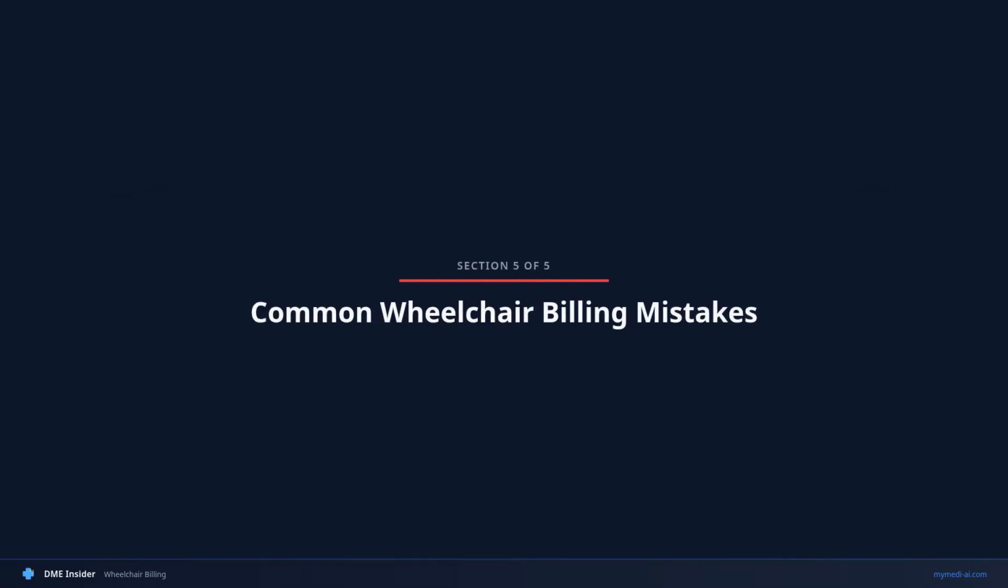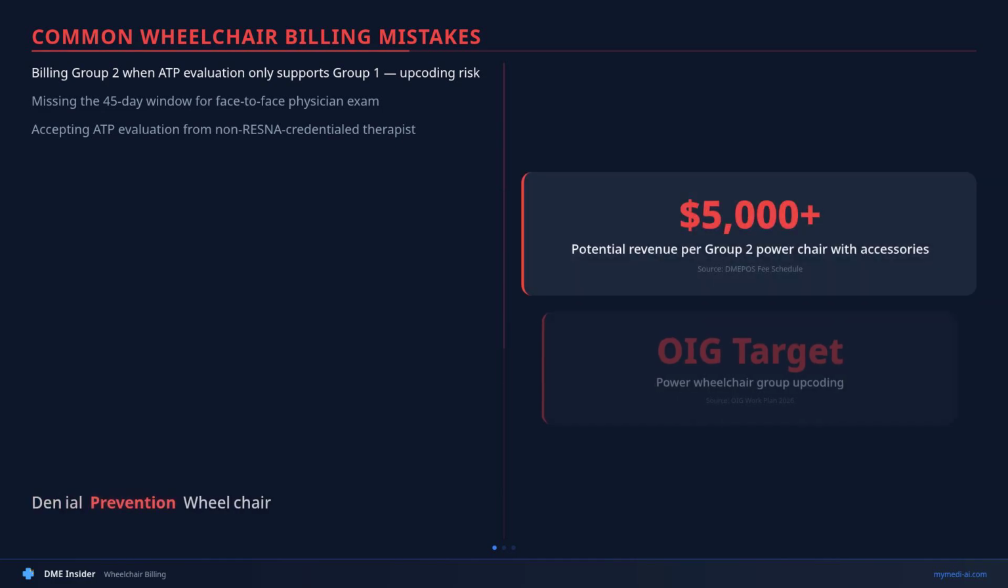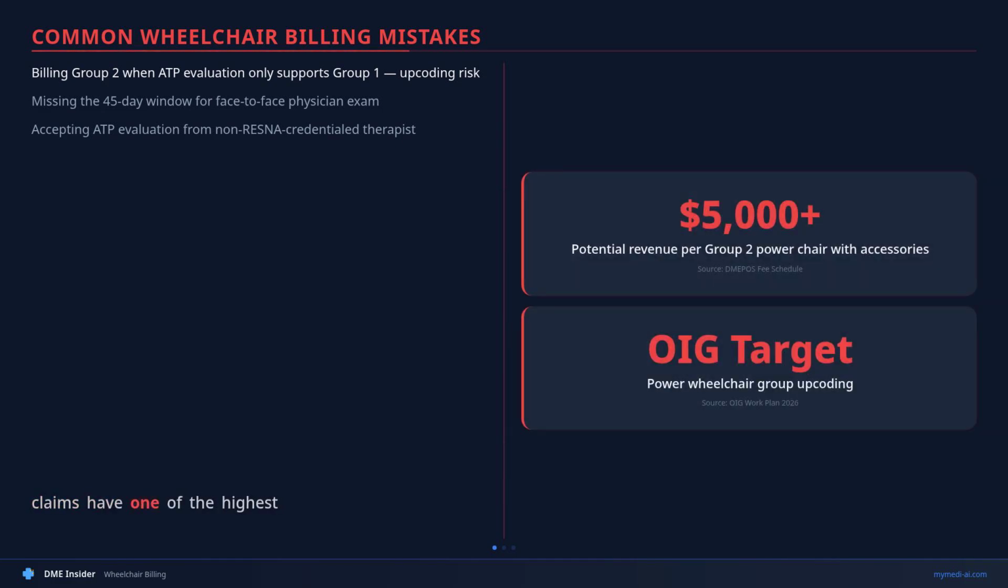Section 5. Common wheelchair billing mistakes and denial prevention. Wheelchair claims have one of the highest denial rates in DME. Here are the mistakes that cost suppliers the most money.